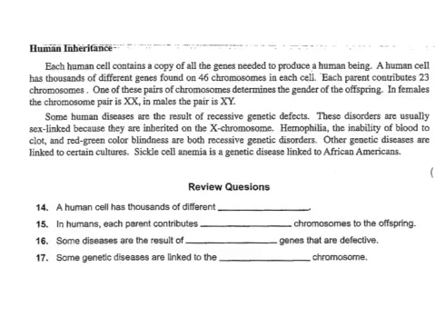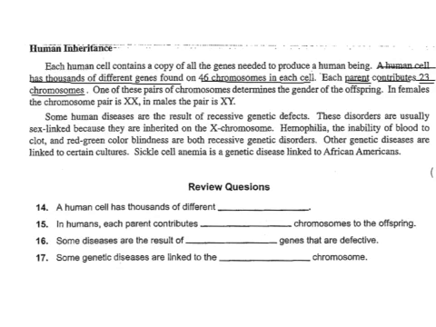All the genes needed to produce a human being. A human cell has thousands of different genes, which are found on 46 chromosomes in each cell. Each parent contributes 23 chromosomes. One of these pairs of chromosomes determines the gender of the offspring.